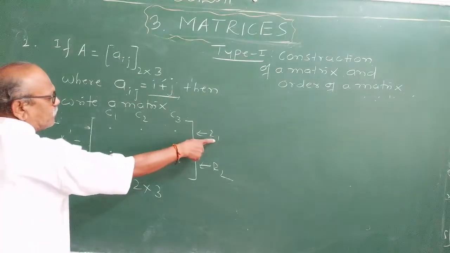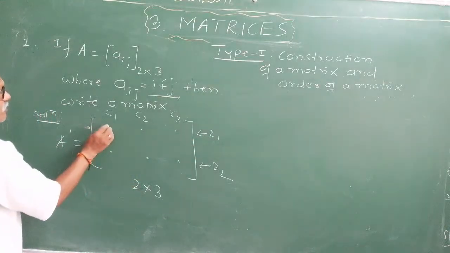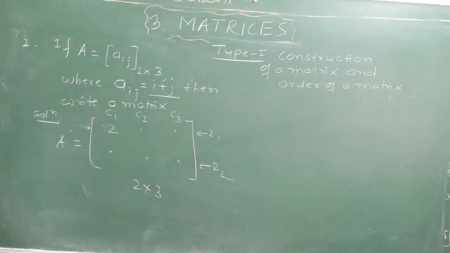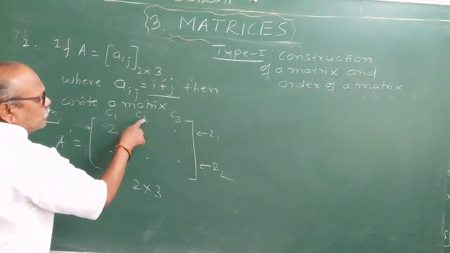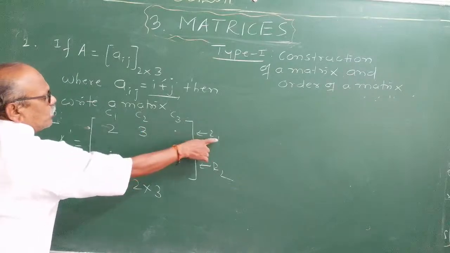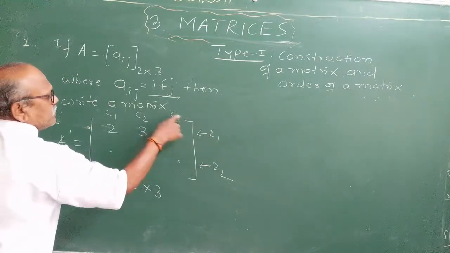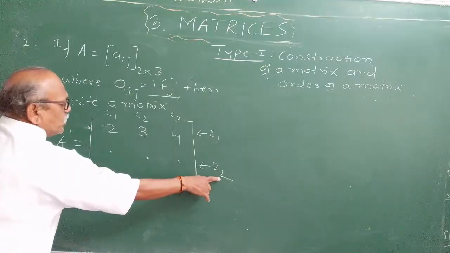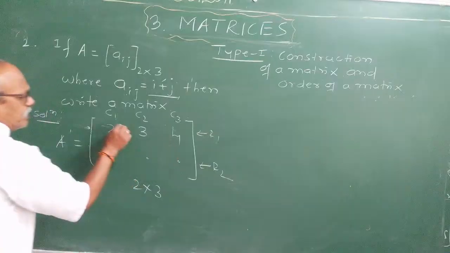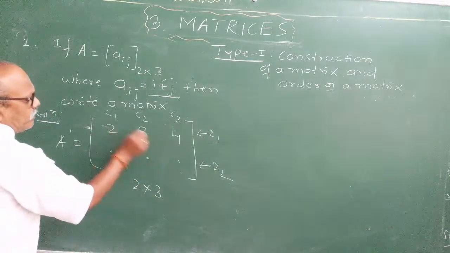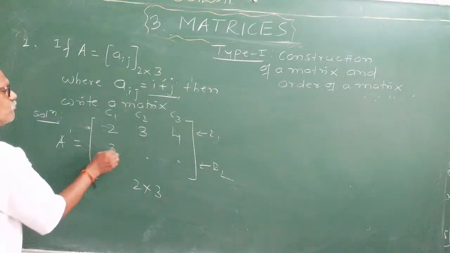What is the row number? 1. Column number is 1. The element will be what? 2 here. What is the row number? 1. Column number 2. 1 plus 2 is 3. What is the row number? Column number? 1 plus 3 is 4. What is the row number and column number? You have to take the sum of the row number and column number. What do you get here? You will get 1 plus 2 is 3.